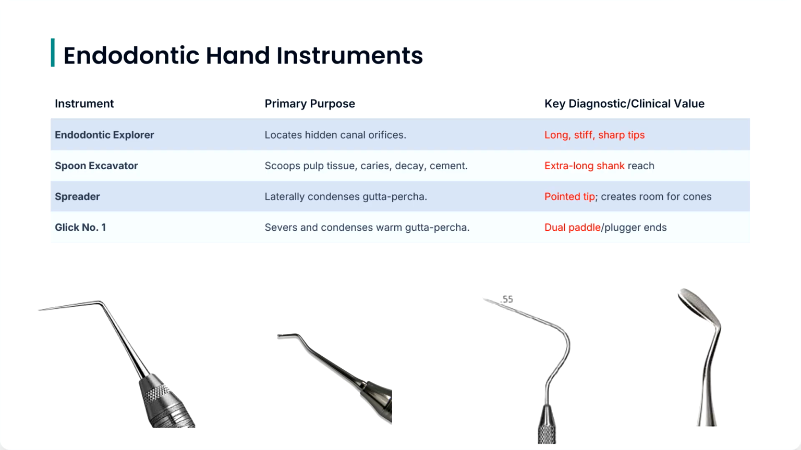Now this is a separate plugger. This one is a glick and a plugger. So I guess you really don't need this one, it's just kind of there to confuse you. So this is a plugger, that's a spreader, and this is a glick connected to a plugger. Glick number 1, mama number 5.